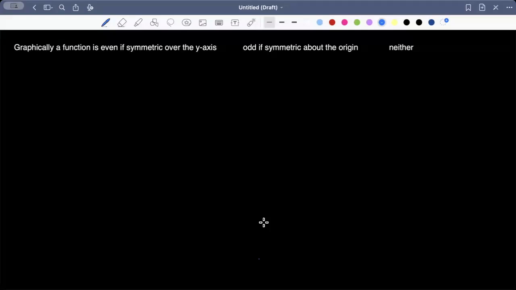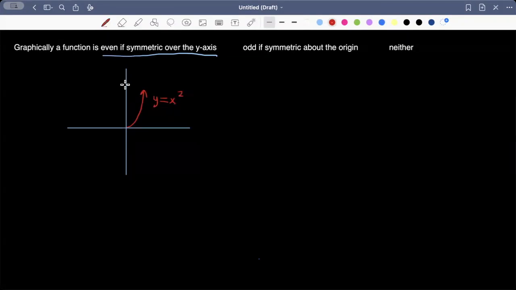Let's look at what it means to be even, odd, or neither. A function can be thought of graphically as being even if it's symmetric over the y-axis, meaning that when I look on both sides of the y-axis, I see the same graph. The most basic even function you will encounter is the function y equals x squared. If I look on the y-axis, I could see a mirror image of the graph on both sides. And that's what it means to be even graphically.